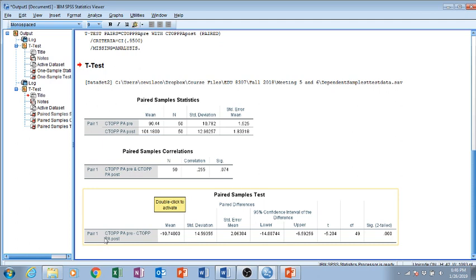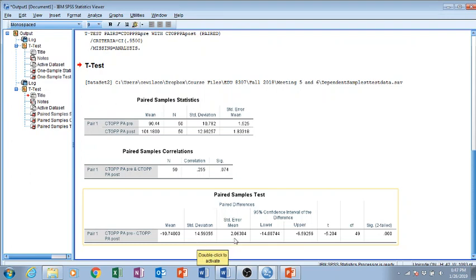Here is our first pair and our only pair. So pre to post, you can see the mean difference is here. We have a negative 10.74, or you can think of it in absolute value, right? Because we don't really care which one comes first. We just want to know the difference between those two. The standard deviation of that mean difference is 14.59.